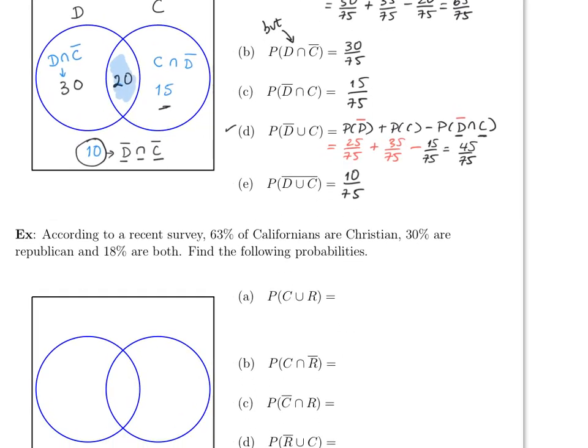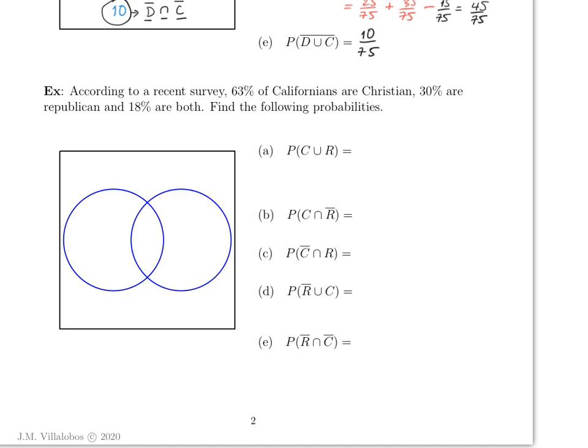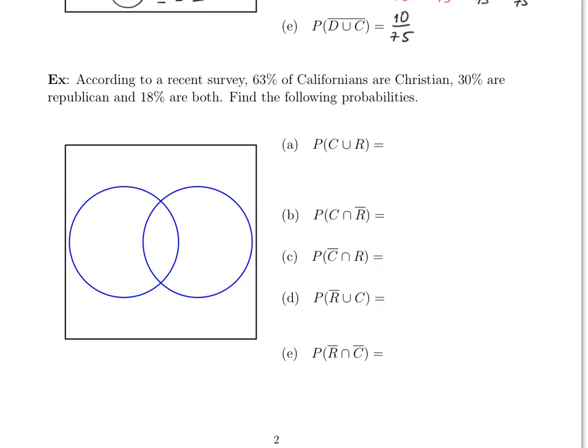If you didn't get that one, here is another chance for you to redeem your sins. Alright, the difference between this problem and the previous one is that the numbers are given in decimals instead of whole numbers, but the process is identical. The two events here are Christian and Republican. The problem is telling you that 63% are Christian and 30% are Republican, and 18% are both Christian and Republican.